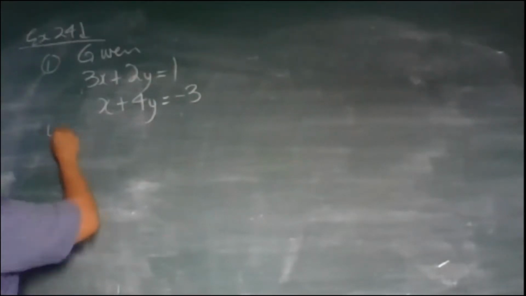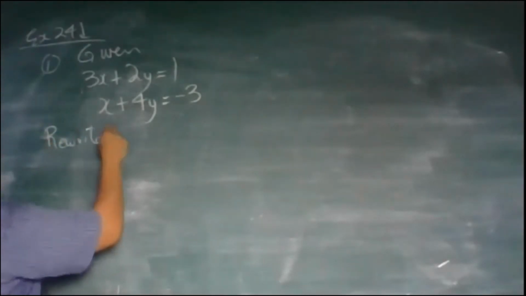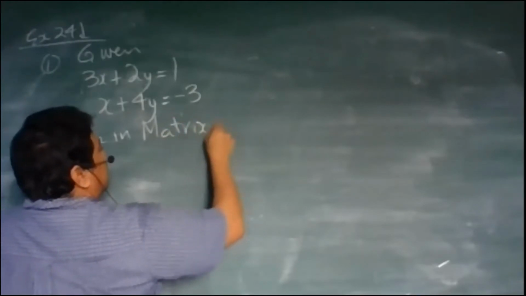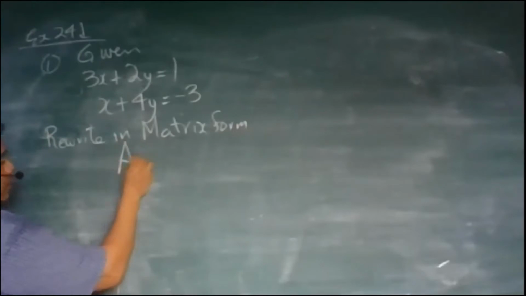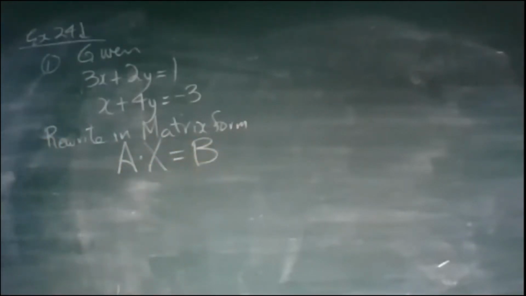So the first thing we need to do is rewrite this in matrix form. And what does that mean? Matrix form means it's going to be matrix A times matrix X equals B.